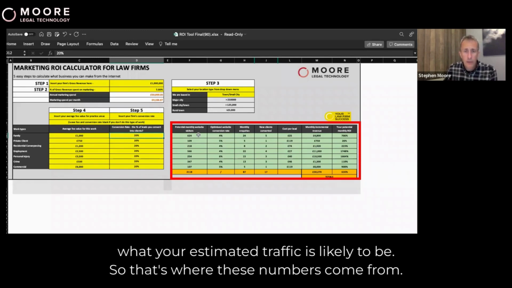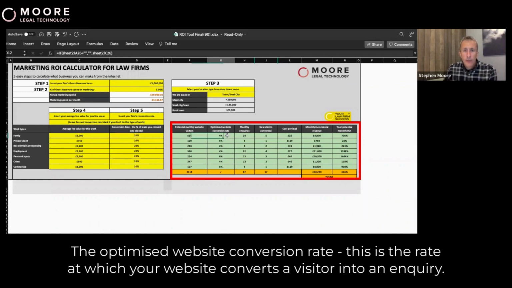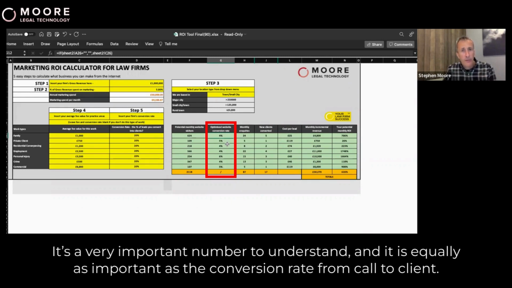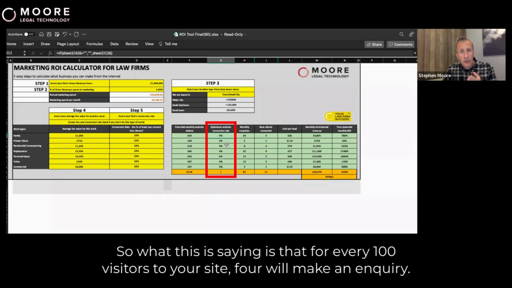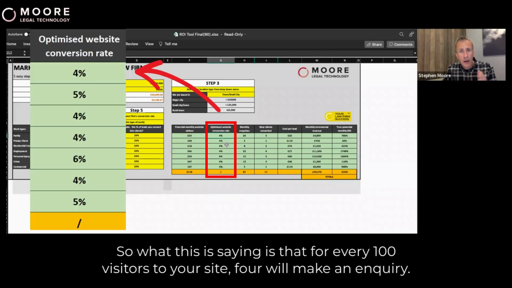So that's where these numbers come from. The website conversion rate, optimized website conversion rate. This is the rate at which your website converts a visitor into an inquiry. It's a very important number to understand, and it's equally as important as the conversion rate from call to client. Okay, so what this is saying is that for every 100 visitors to your site, 4 will make an inquiry.